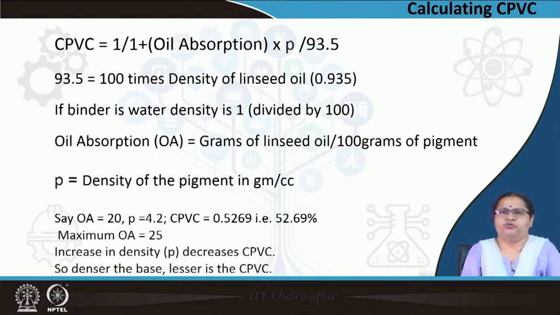Now coming to how we calculate the CPVC. You can see here that CPVC is given by, as the upper part was pigment, if that is 1 unit, divided by 1 plus the amount of binder, that is the oil absorption, and the density of the pigment, divided by 100 times the density of the binder. If we consider linseed oil, its density is 0.935. If it is water, the density is 1. So you are taking 100 times the density, and you are dividing by that at the denominator part.